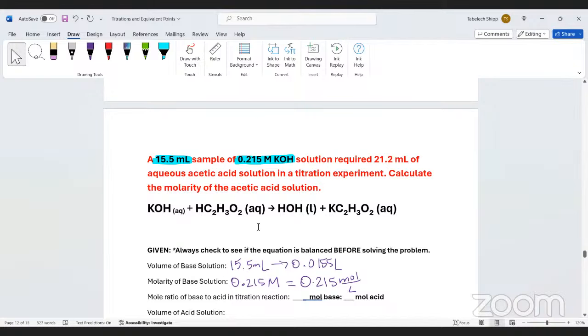I got my K's. So this reaction is balanced. And that's what I'm telling you right here. Make sure that you always check to see that your reaction is balanced before solving the problem.